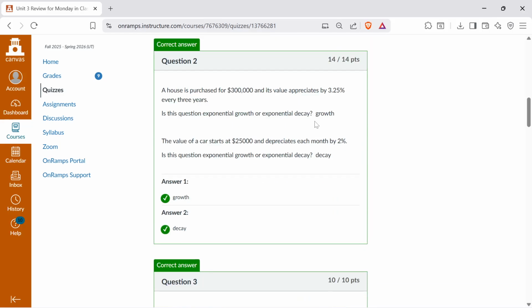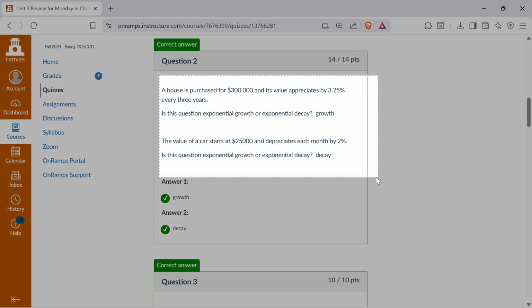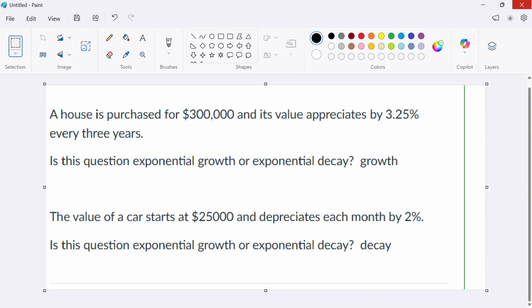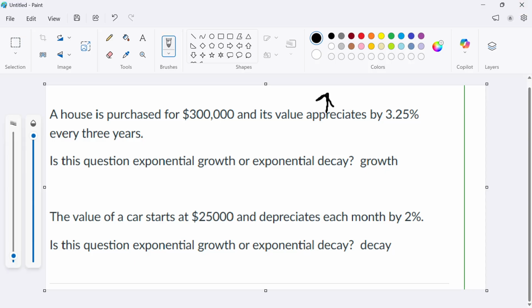Question 2. A house is purchased for $300,000 and its value appreciates. I'm going to write it here so that if I need to write anything down. House is purchased for $300,000 and its value appreciates. That means it rises. And the question is, is this growth or decay? Well, if the value rises, it's growth.